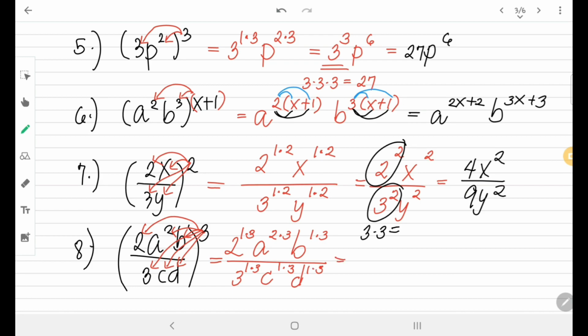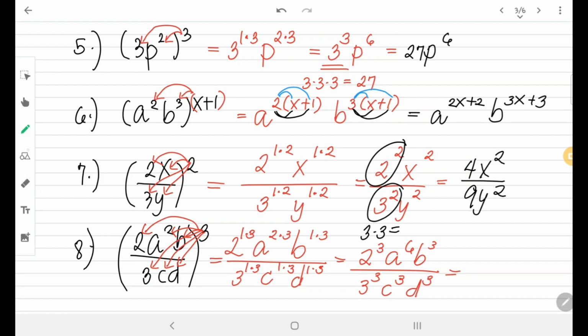So, itong paulit-ulit, I just want to clear things. And then, let's multiply the exponent. So we will be having 2 raised to 3, a raised to 6, b raised to 3, and then 3 raised to 3, c raised to 3, and d raised to 3.